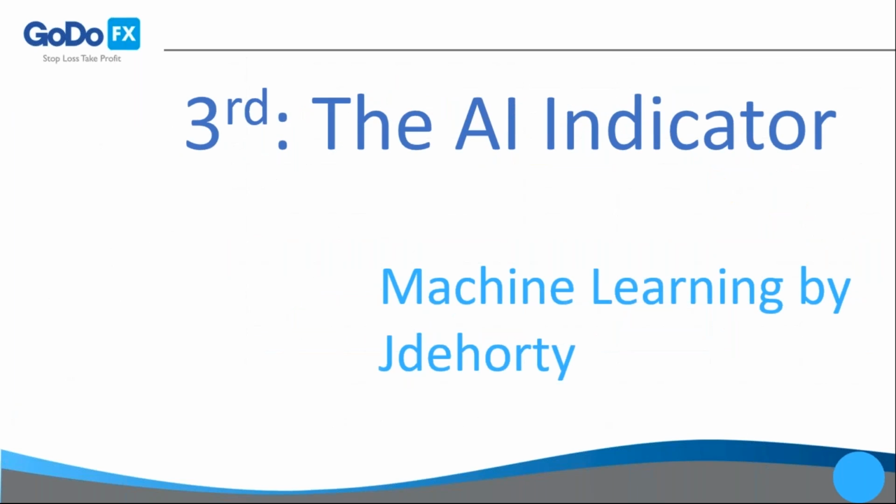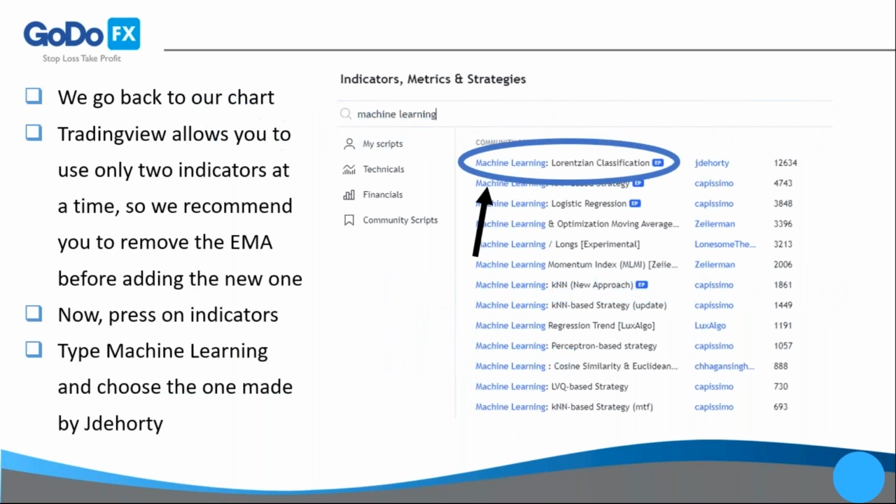Now we're gonna go to the AI indicator. It's the machine learning by J.D. Horty. In a similar way, we go to the indicators tab and search for machine learning and choose the one made by J.D. Horty, exactly the one I highlighted in the figure. However, we should note that TradingView allows you to use only 2 indicators at one time. So we recommend you to remove the AMA before adding the AI indicator.